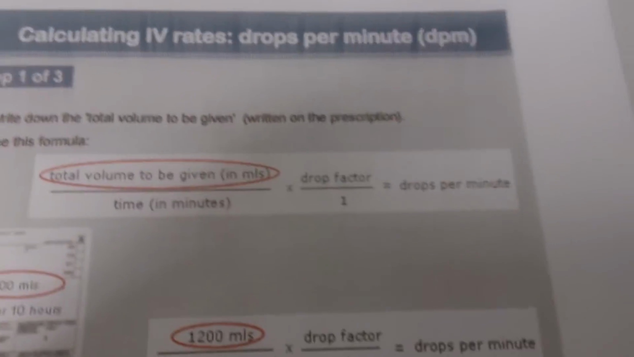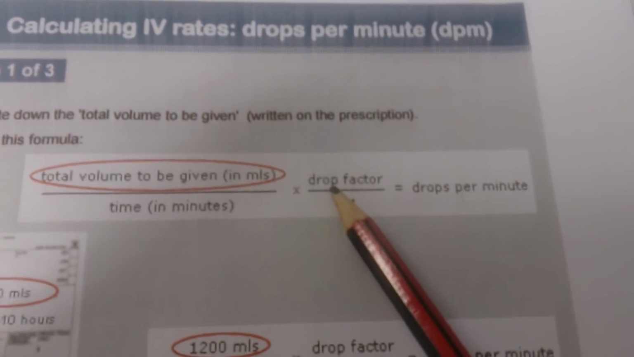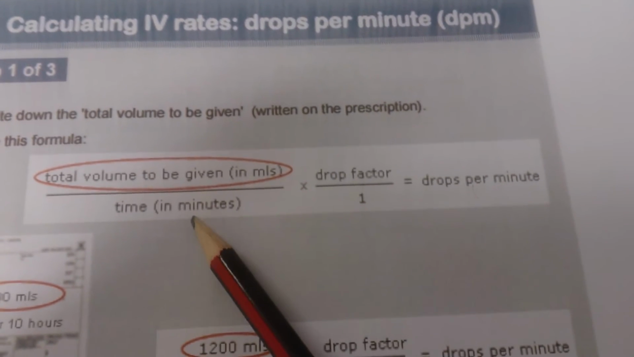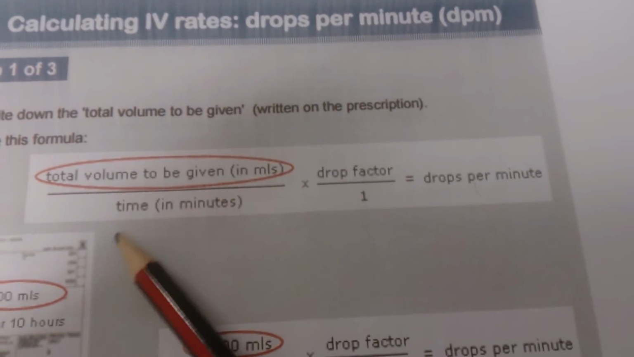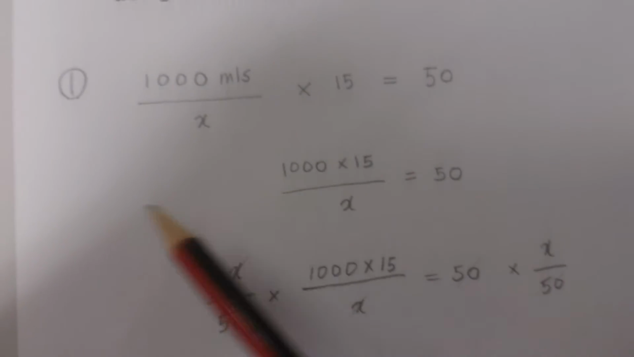Okay. And when we go back to our formula, we know the rate, we know the drop factor, we know the volume to be infused. We don't know how long that's going to last. So that's what we don't know. I will show you two different ways to do it. We can put the numbers in that formula.